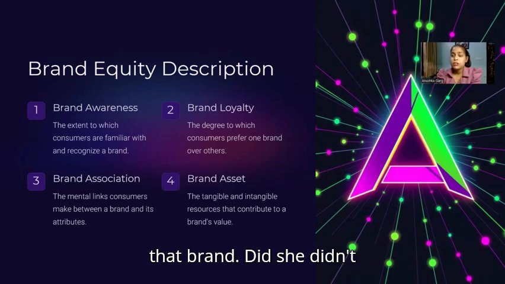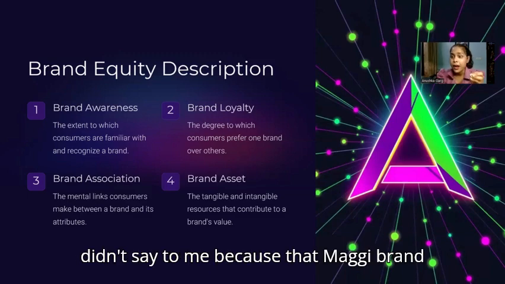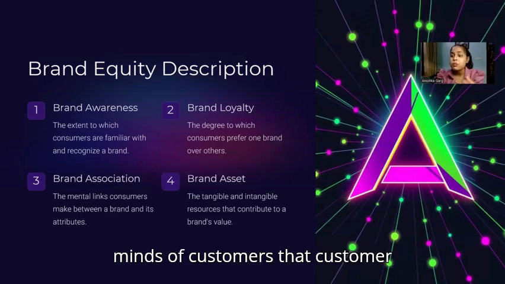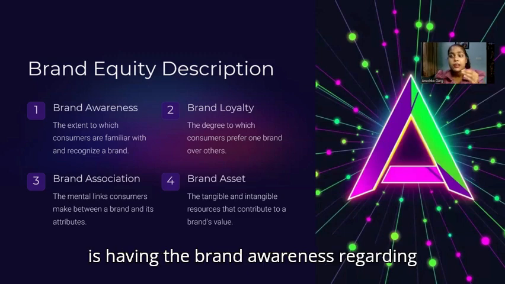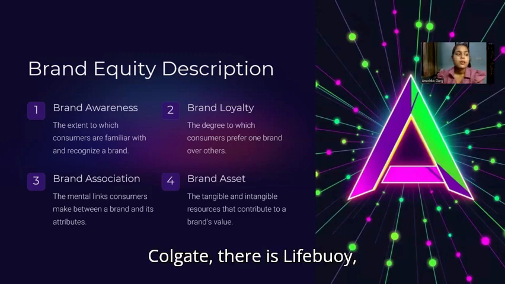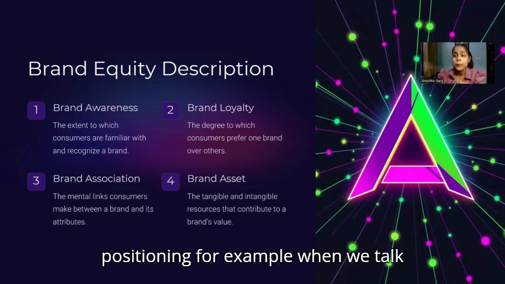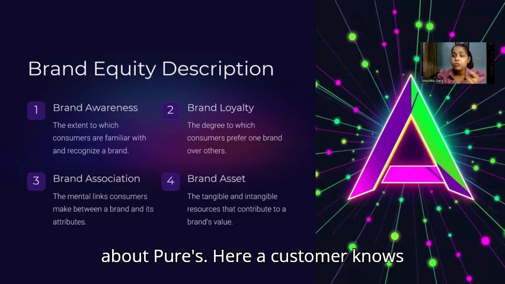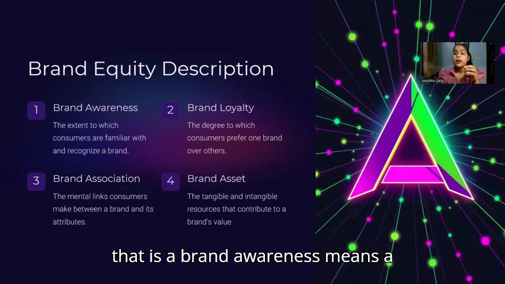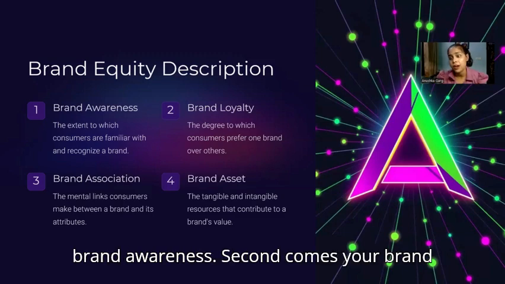She didn't say to me that you love noodles, because the Maggie brand has made such a strong positioning in the minds of customers that the customer has brand awareness regarding that Maggie brand. There are various other brands also, like Colgate, Lifebuoy, Pears, Dove, which have strong positioning. For example, when we talk about Pears, a customer knows that somebody is talking about a soap. That is brand awareness. It means a customer is aware or familiar with that particular brand.